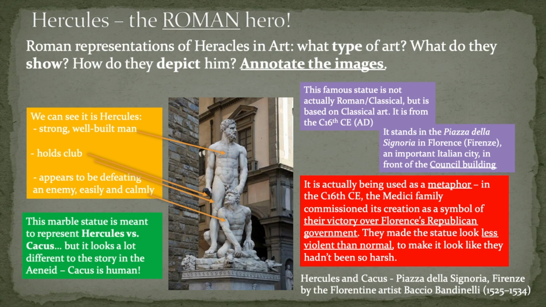And they also had the statue made to look less violent than Hercules is normally shown. One, to make it look a bit more like the statue of David. This is colossal, by the way. It's about 5 meters tall. It doesn't look that big here, but it is huge. And it also makes the Medici look like they calmly just took over without any real harshness. And also, because we know Cacus is meant to be this horrible, horrible person who steals things, it kind of tells us what they thought about the republican government in the first place.